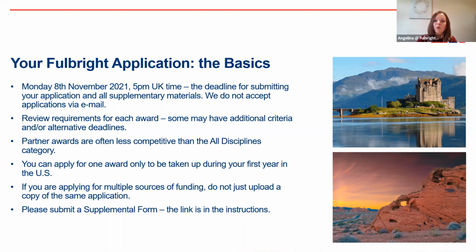Another question which comes up on a regular basis is how many awards you can apply for. You can apply for one award only through one commission, and this award has to be taken up in your first year in the US. So it's either the all disciplines category or one of our partner awards. If you are already studying in the US, or if you're starting your academic year, let's say in January 2022, unfortunately it's already too late, so you would not be eligible for any of our awards.